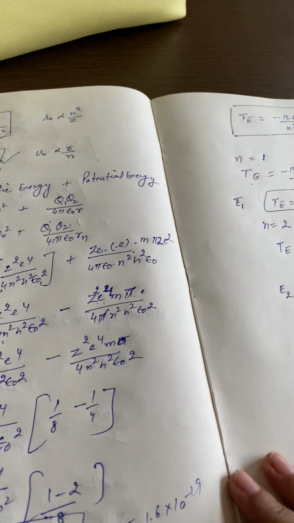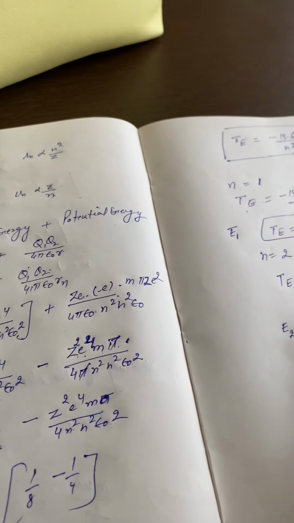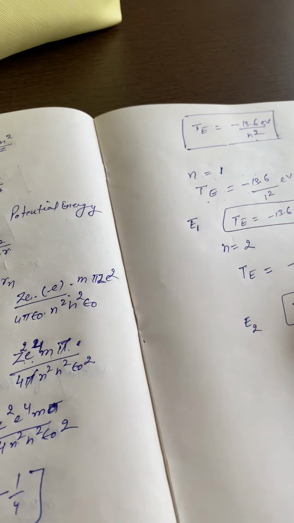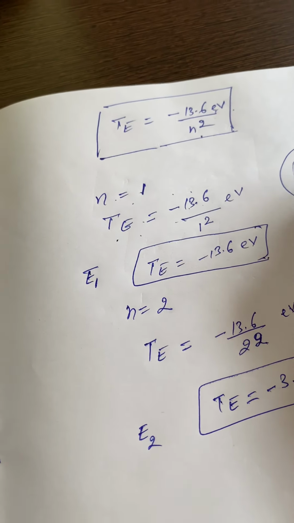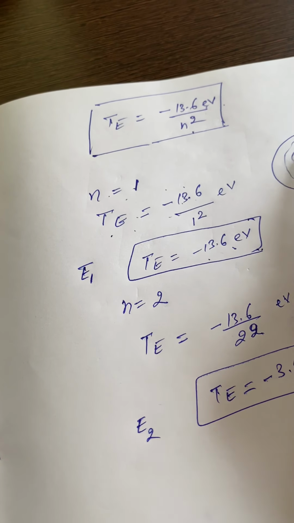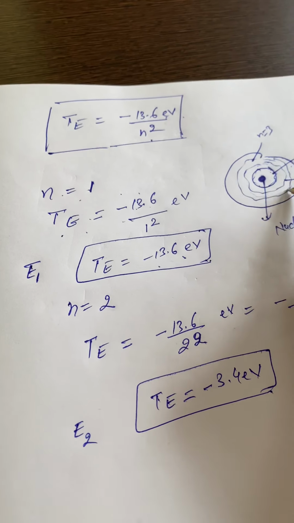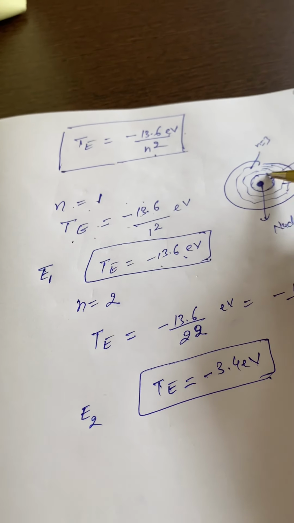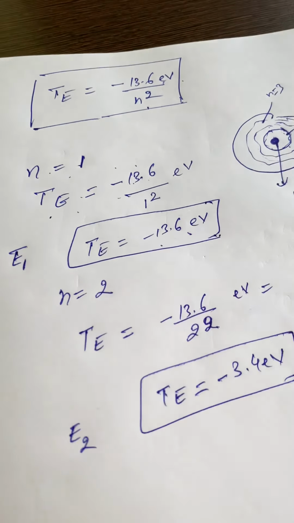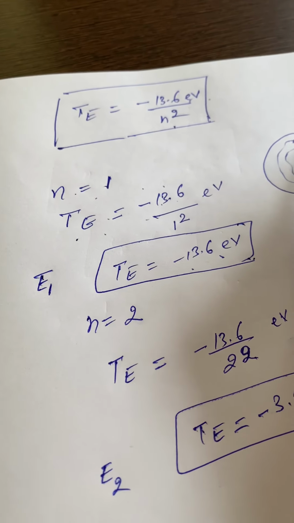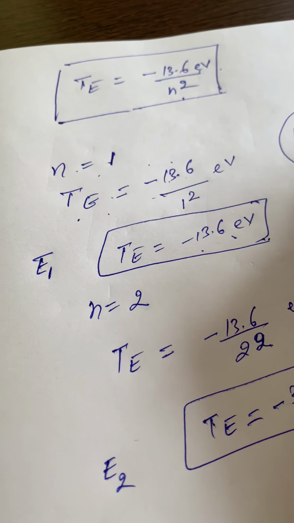Now we will study the energy spectra of the hydrogen atom. As we have calculated the energy for the different orbits, for the first orbit the value of energy is minus 13.6, and for the second energy level the amount of energy is minus 3.4, and so on. So each orbit has a different, fixed amount of energy. When there is a transition between these two different energy levels, there will be emission of a photon.